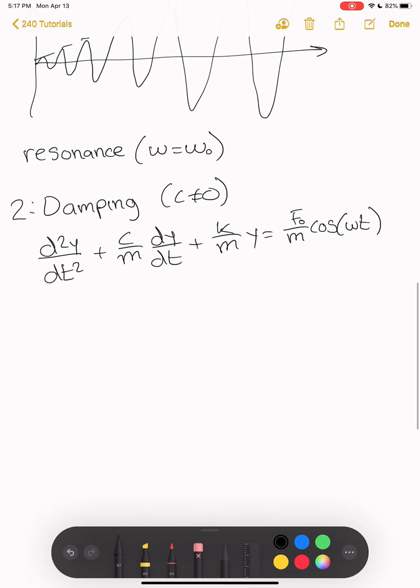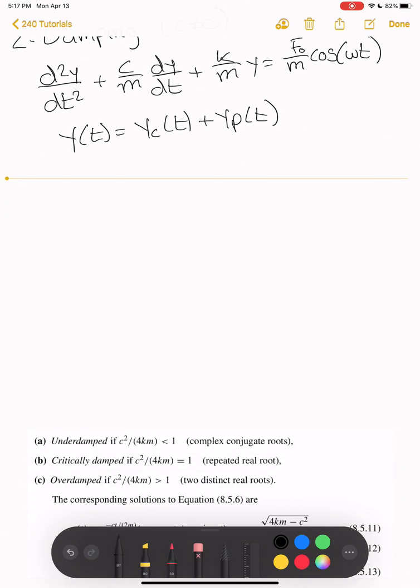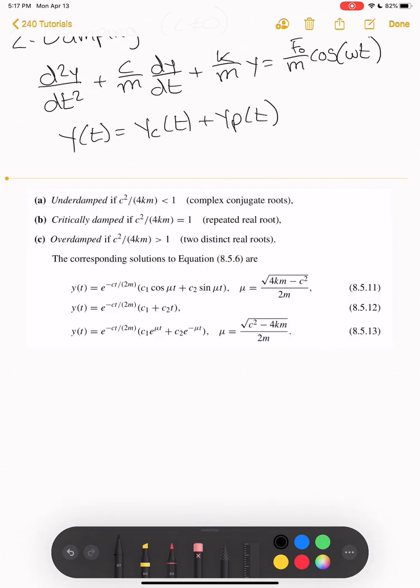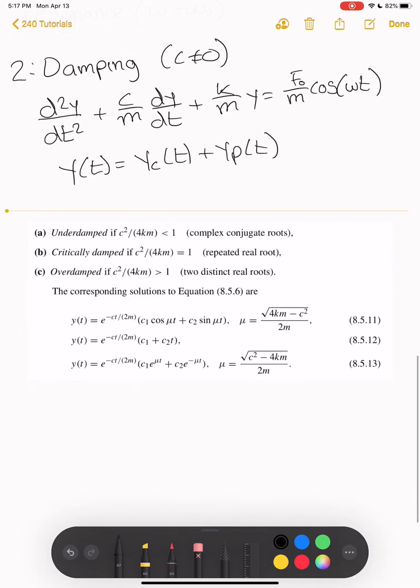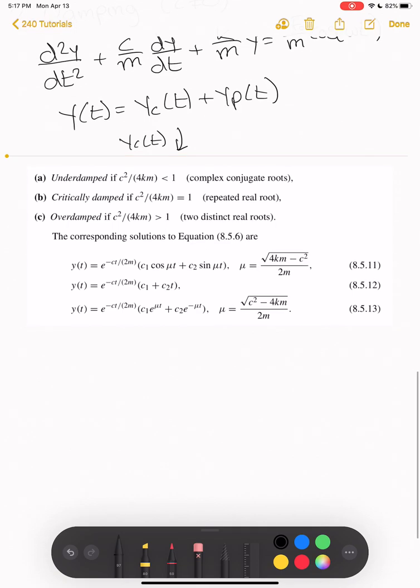All right, so we have this equation now, and we're using the same logic again: my function is going to be a linear combination of my complementary function and some particular solution. Our complementary functions are going to come from this table. This is where they come from, based on the case we're given. If you remember from last video, we checked the relation of c squared over 4km to 1, and we figured out exactly which of these three solutions, 8.5, 11, 12, and 13, we should be using to describe our system. So that's where y c of t comes from.